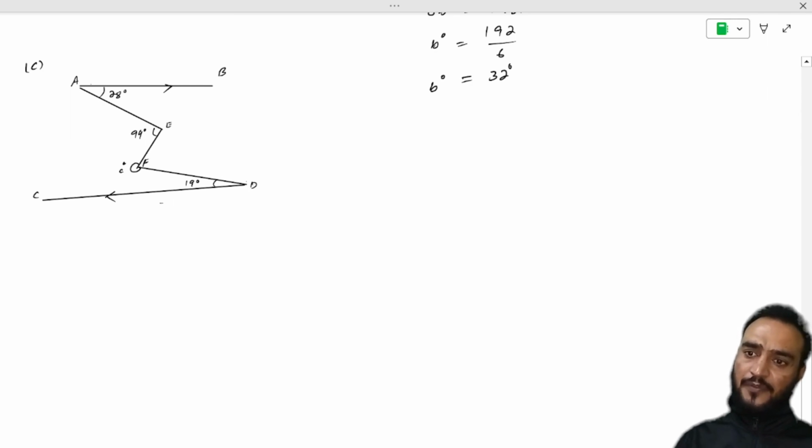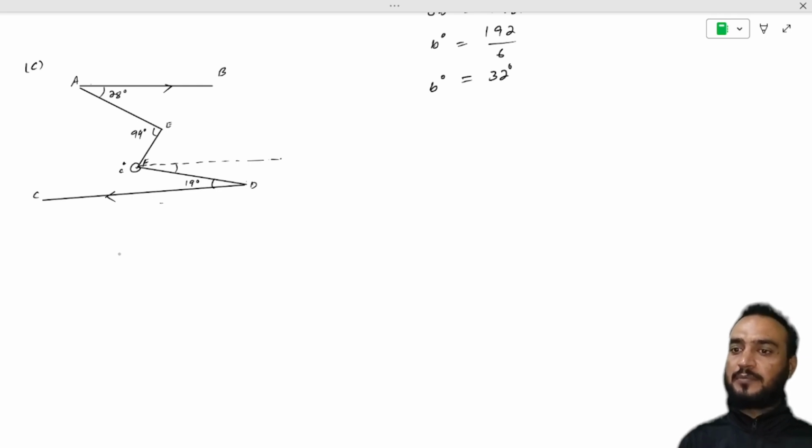So here, first of all, we have to find this reflex angle C. Let us draw a parallel line at point C. So this is the dotted line which is parallel to the line CD and AB at the same time. So this angle is of 19 degrees. So this angle and this angle become equal because both are alternate angles. So let us name it as x degree. So we also have to find this angle also.